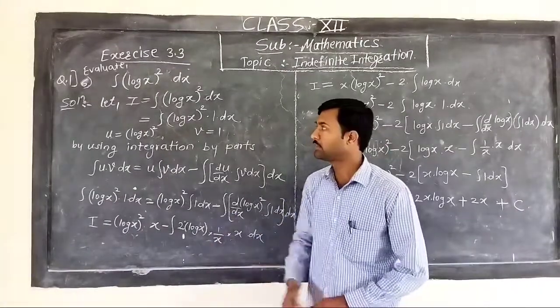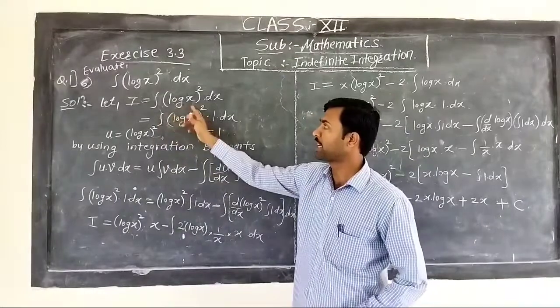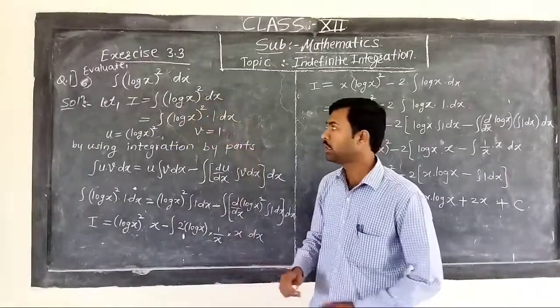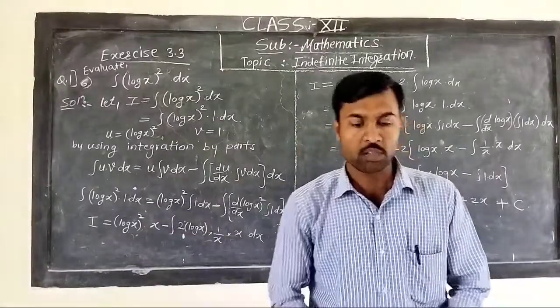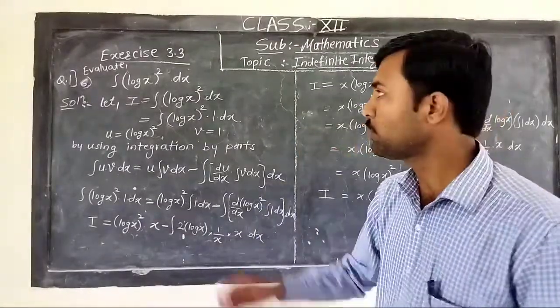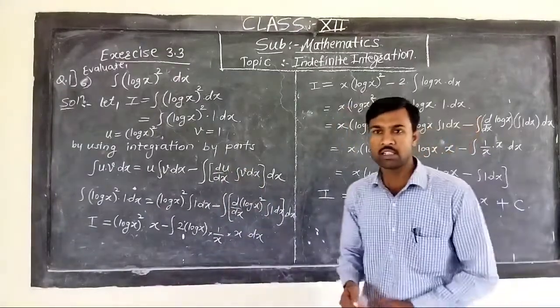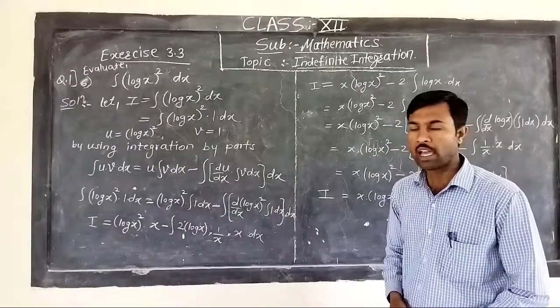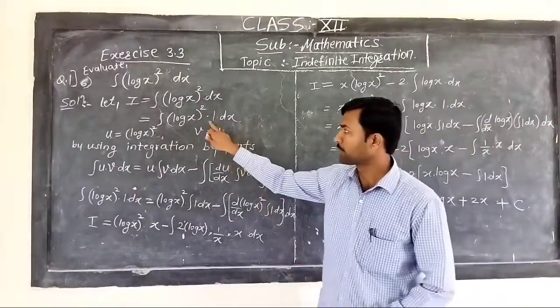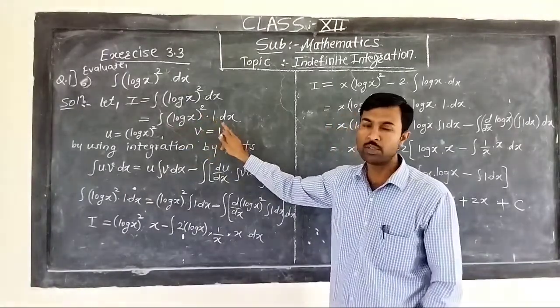Solution is, let I is equals to the given problem, that is I is equals to integration of (log x) whole square into dx. Friends, if we recall, we will observe that there is no formula for integration of (log x) whole square. So we have to solve it by some proper method. So I have taken here 1, so that this term becomes (log x) whole square into 1 into dx.